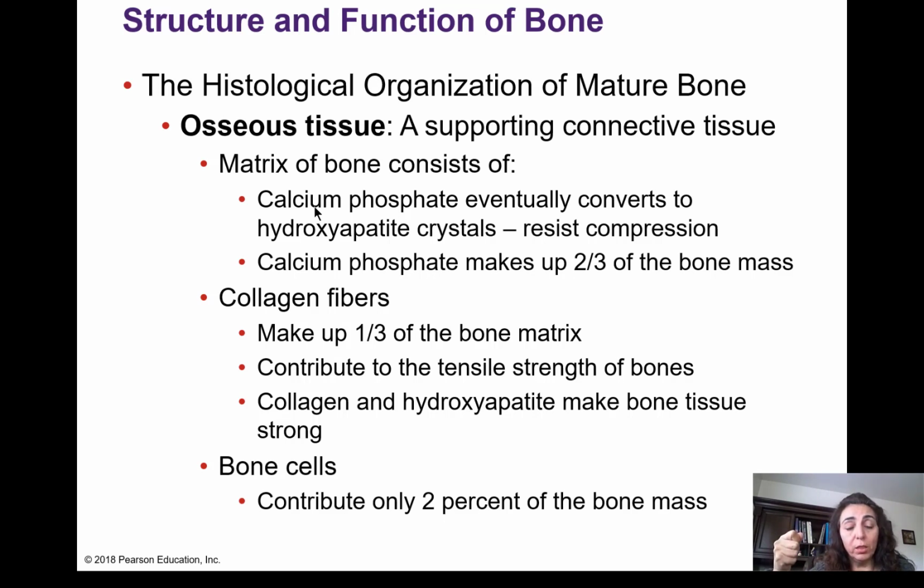It gives the tensile strength so that it cannot be pulled or separated from both sides. And these two, collagen and hydroxyapatite crystals, make bone tissue strong, right? Now, only about 2% of the whole bone mass comes from some cells that we have inside of the bone. We call them bone cells. So pay attention to what the whole bone is made of as a tissue.